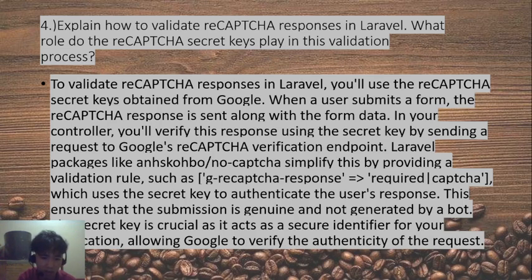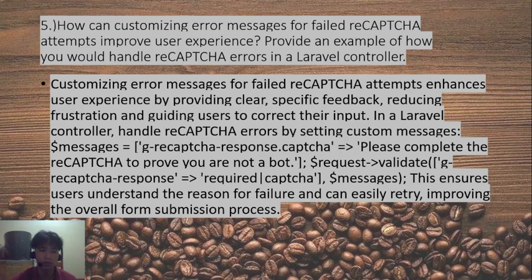Laravel packages like anhskohbo/no-captcha simplify this by providing a validation rule such as g-recaptcha-response required|captcha, which uses the secret key to authenticate the user's response. This ensures that the submission is genuine and not generated by a bot. The secret key is crucial as it acts as a secure identifier for your application, allowing Google to verify the authenticity of the request. So number 5 is, how can customizing error messages for failed reCAPTCHA attempts improve user experience?